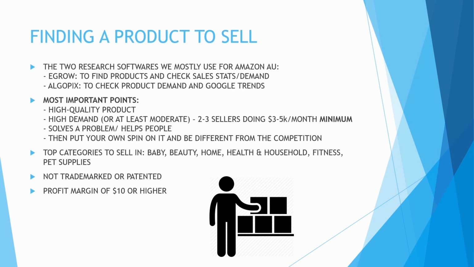So when we do product research for the Aussie market here in Australia, there are 2 pieces of software that we usually use. One's called eGrow, which is to find products and check sales stats and the demand. Another one's called AlgoPix, to check product and demand and Google Trends. The reason we use these 2, and I'll tell you a bit more about it in a second, is because they work for the Aussie market. Now, I'm going to be straight up with you on this, there are more accurate research softwares out there, but they don't work for the Aussie market, which is a shame, but eGrow and AlgoPix have worked fine for my students.